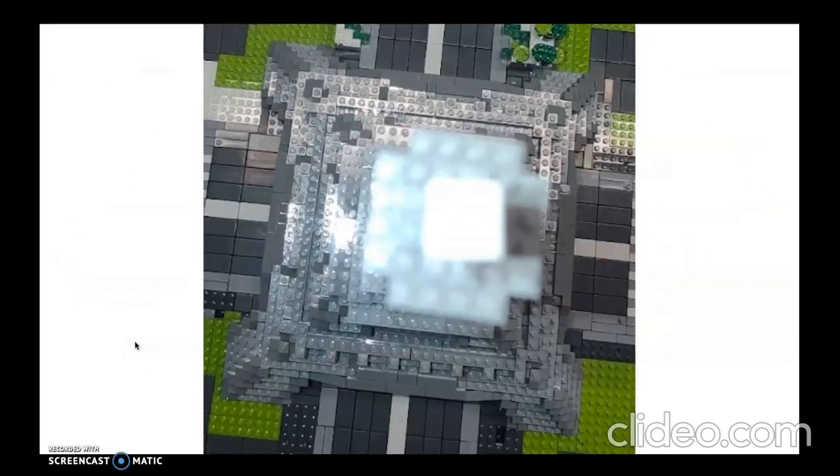Okay, so we've got our Eiffel Tower here. So let me draw sort of like a square around the base.